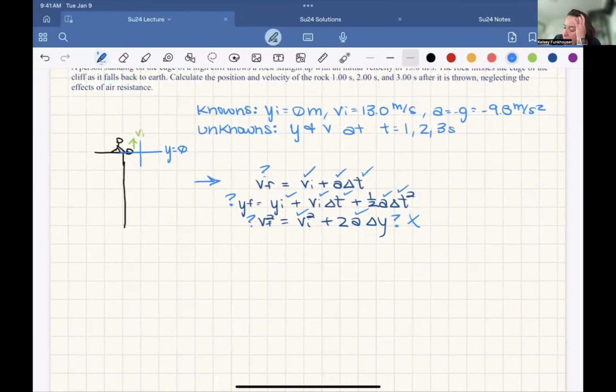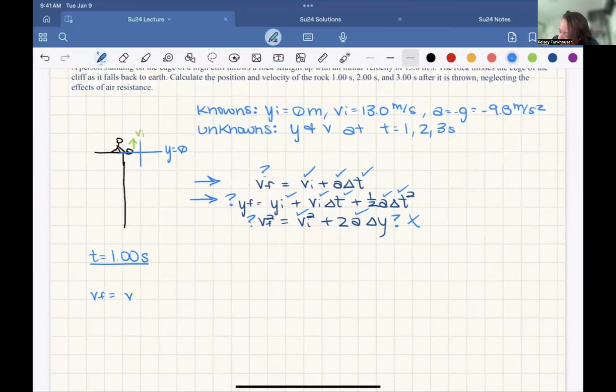But it looks like we can use both of these equations as is. So it doesn't matter which order we solve in because there's only one unknown in each case, so we know everything else. So let's see. At time equals 1 second, I guess we'll just solve for velocity first.